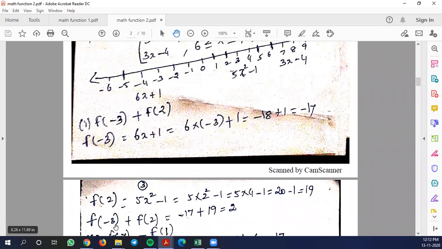Now f of minus 3 plus f of 2, it is minus 17 plus 19. Unlike sign, subtract. 19 minus 17 is 2. Sign before the greater is plus.